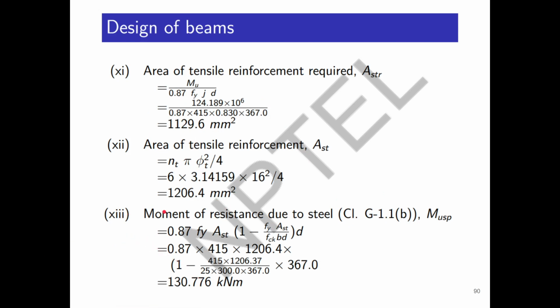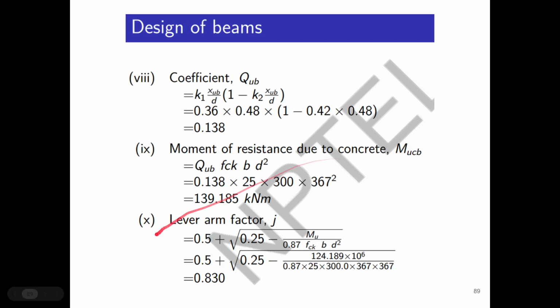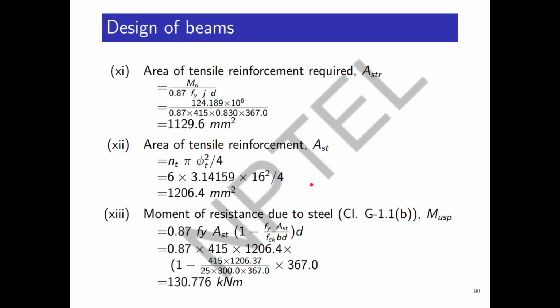Okay, so from there, the moment of resistance due to steel is 0.87 fy Ast into (1 minus fy Ast by fck b d) into d. Putting these values we get the Mu,sp, or the moment of resistance due to steel provided, which is 130.776 kilonewton meter. So from concrete also it is higher than 124, and from steel also it is higher than 124. That means the section is okay in both tension as well as compression.